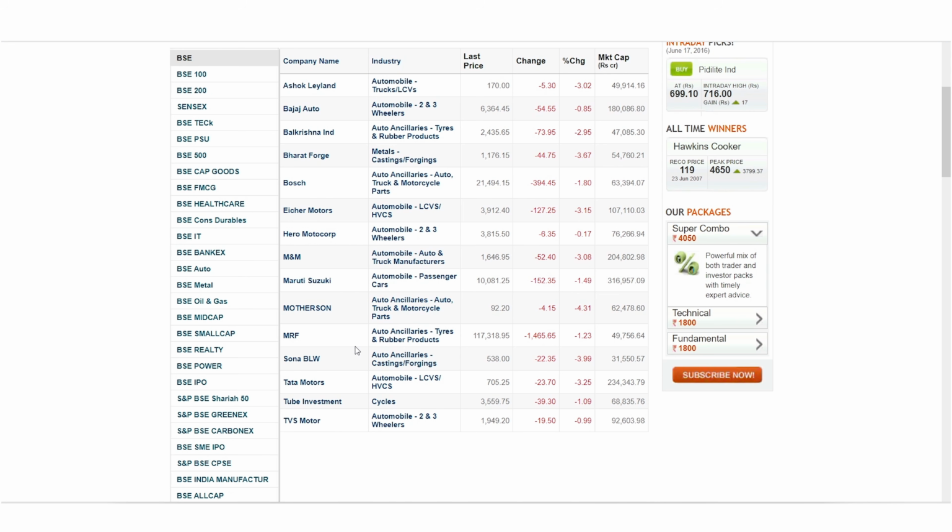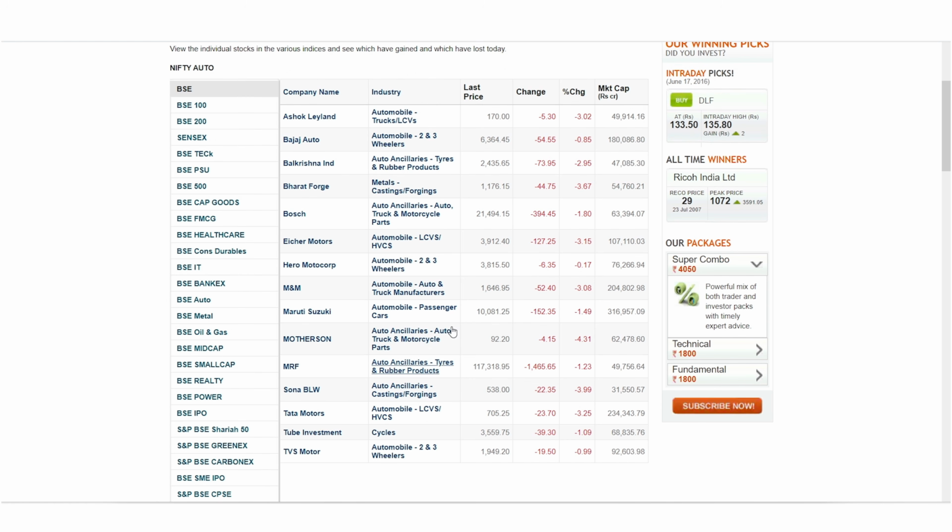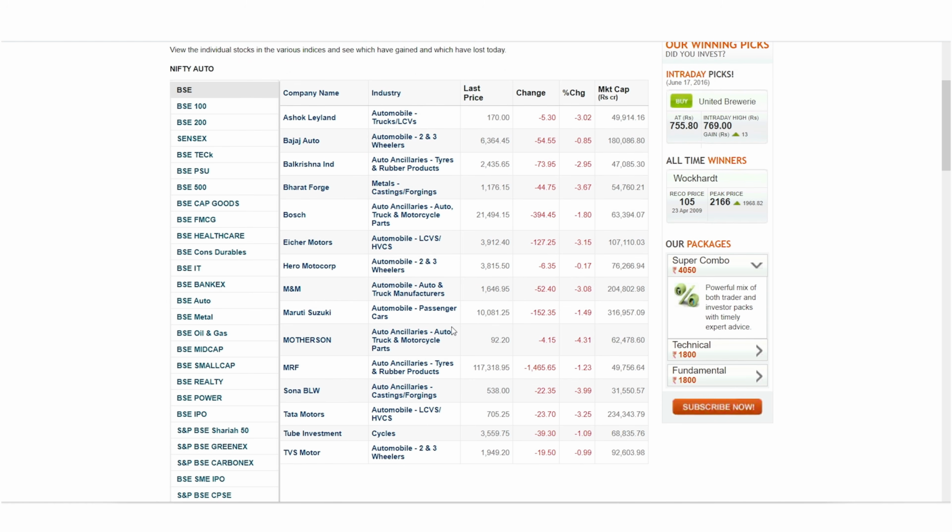the auto sector. So now, after narrowing down which sector we are going to focus, so we found that auto sector has relatively given a better breakout. Let's take a list of stocks which are actually in the auto sector. So you can see that you get a total list of maybe around 15-20 stocks starting from Ashok Leyland all the way to TVS Motors.